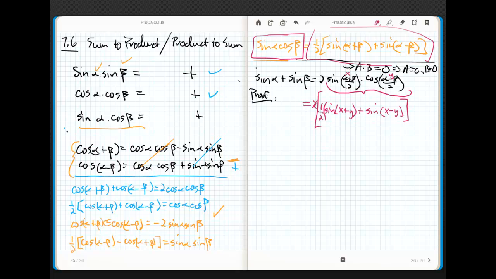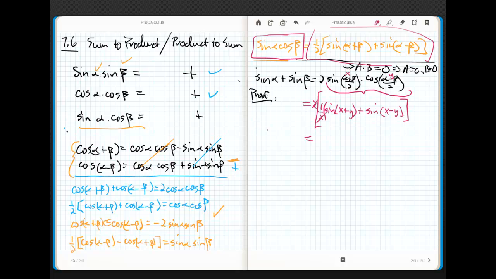Now, notice already, my 2's cancel, which is nice, because remember, I'm trying to prove the right side equals the left side, and the left-hand side has neither a 2 or a half. So when those cancel, at least I think I'm going in the right direction. Okay? Now, remember what x and y were.